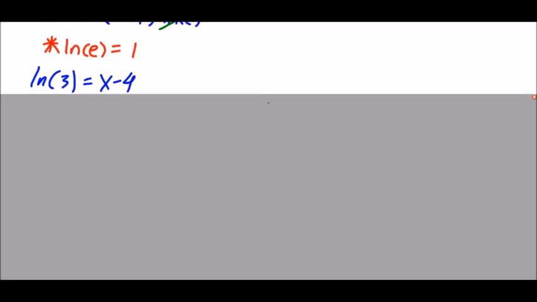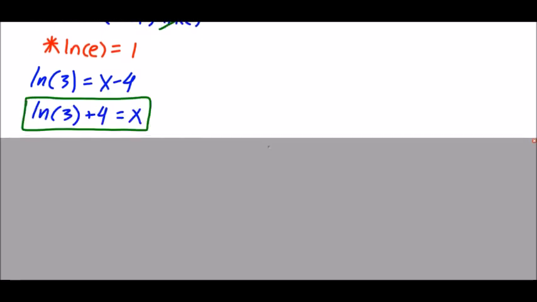And now we just need to solve for x, and x is equal to the natural log of 3 plus 4. And that's how I'm going to leave my final answer. You could type that in your calculator, natural log of 3 plus 4 equal to x, but that's our exact value. It's not rounded, and we're done.